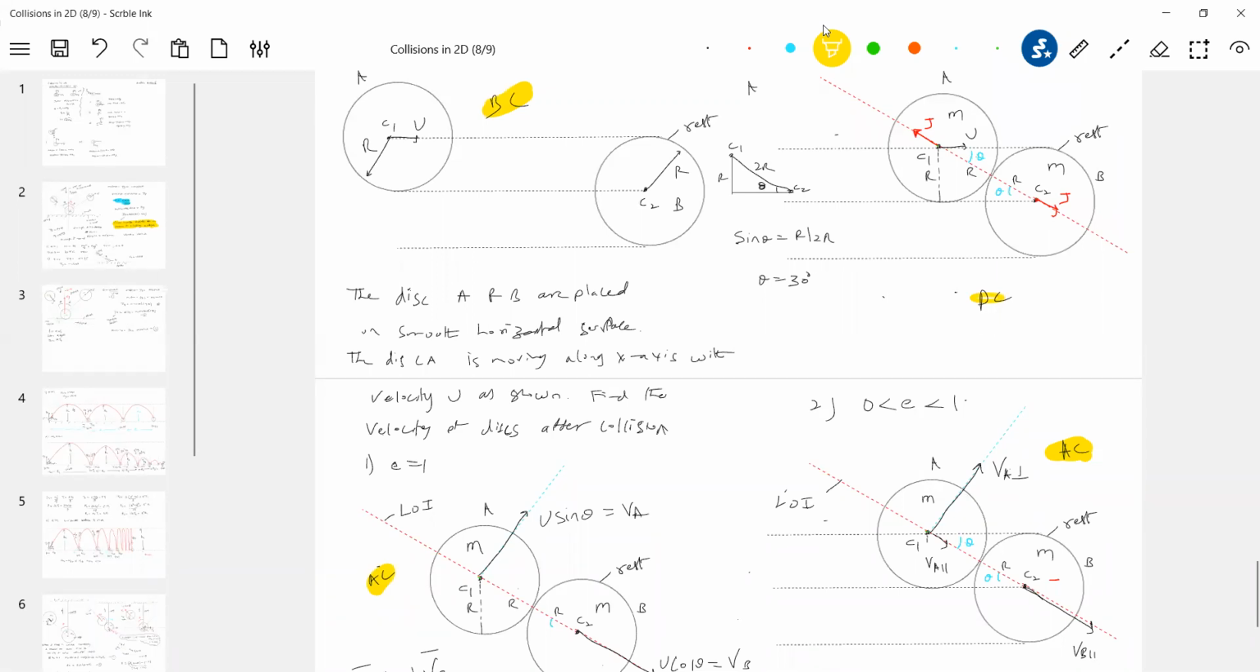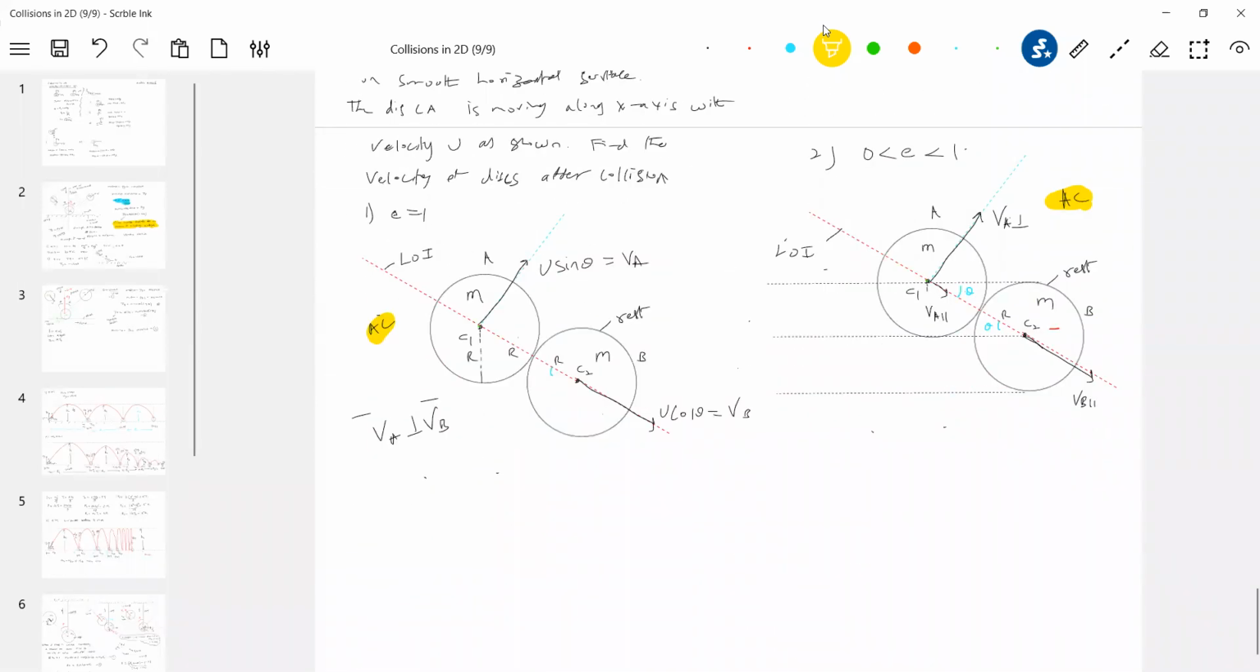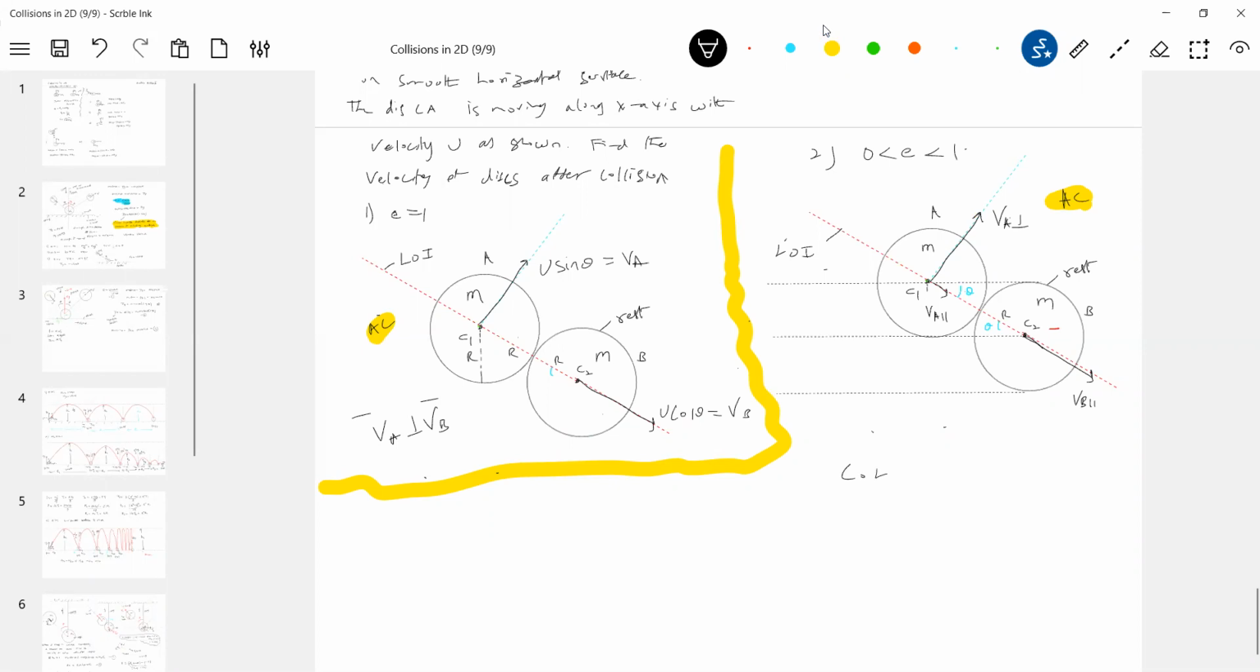In what direction is momentum conserved? Any direction. But which direction should I conserve? Along the line of impact. That'll be much easier, no? So I'll go one by one. For the second case, we are discussing conservation of linear momentum along the line of impact.